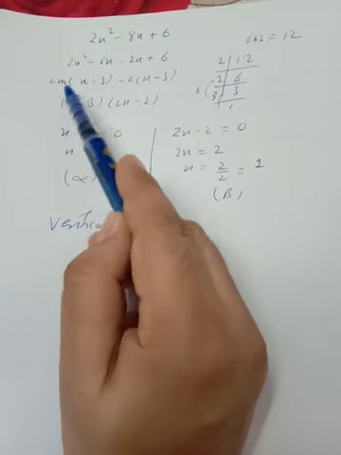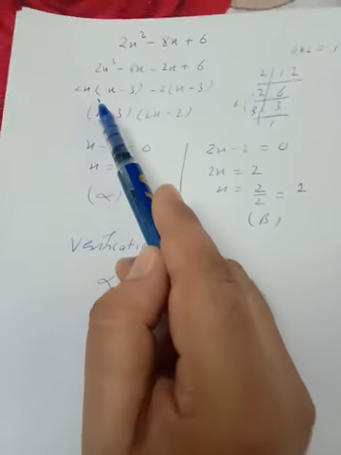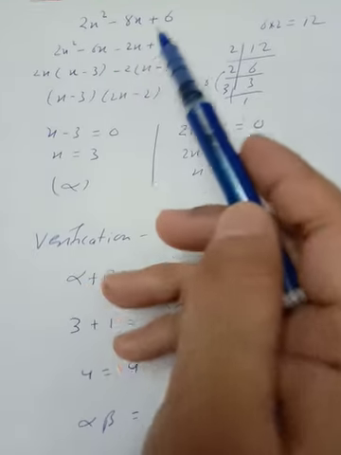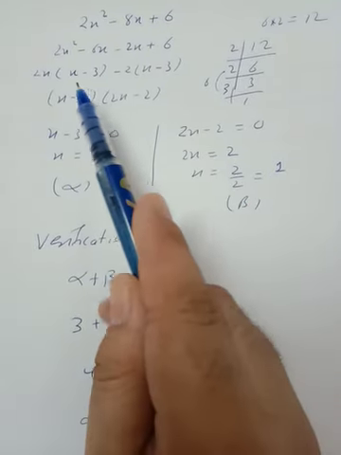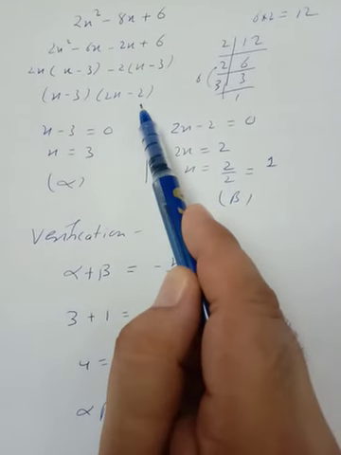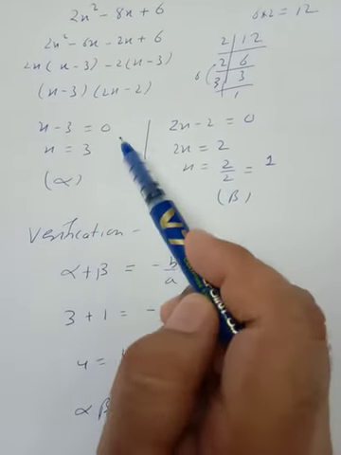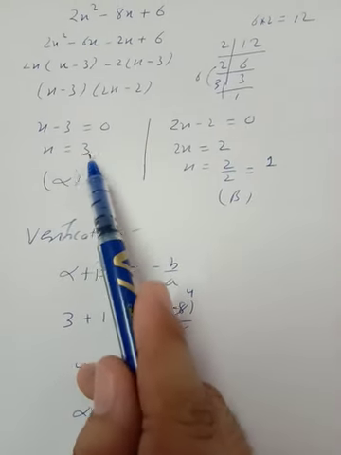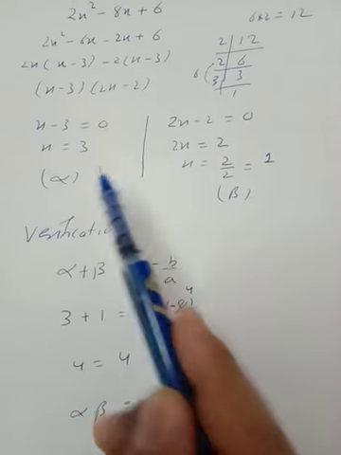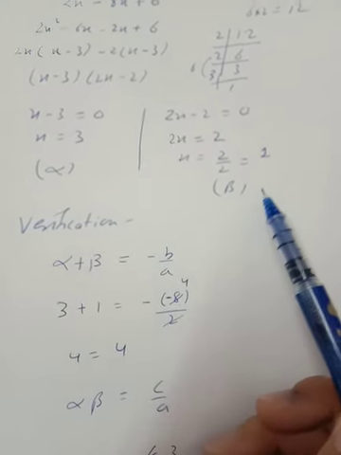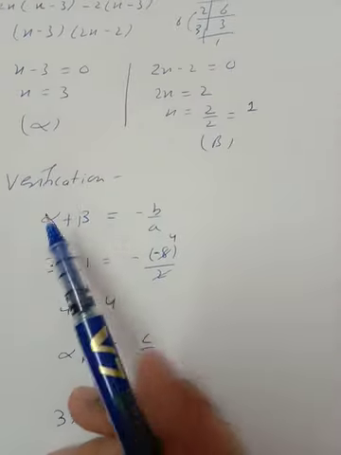Now from here we can take 2x as common, so we get x minus 3. Here we can take 2 as common, so we get again x minus 3. So x minus 3 is common, and 2x minus 2 in the second bracket. So this equals 0 and this also equals 0. So x here is 3, that gives the alpha, and in this case x is 1, that gives you the beta.